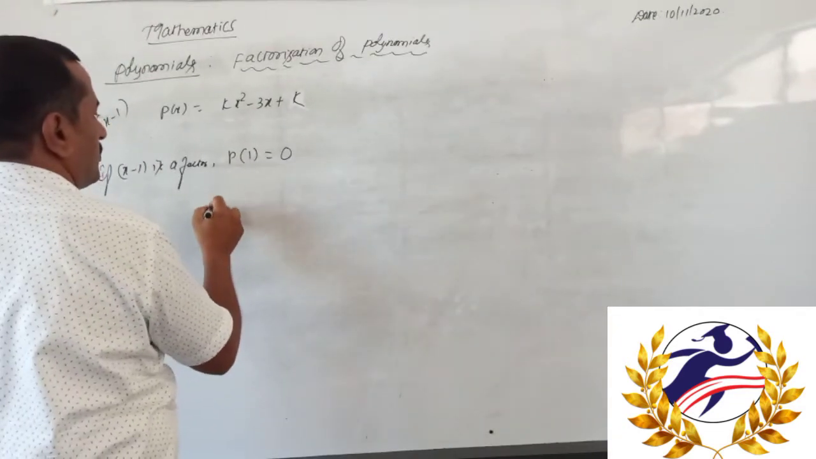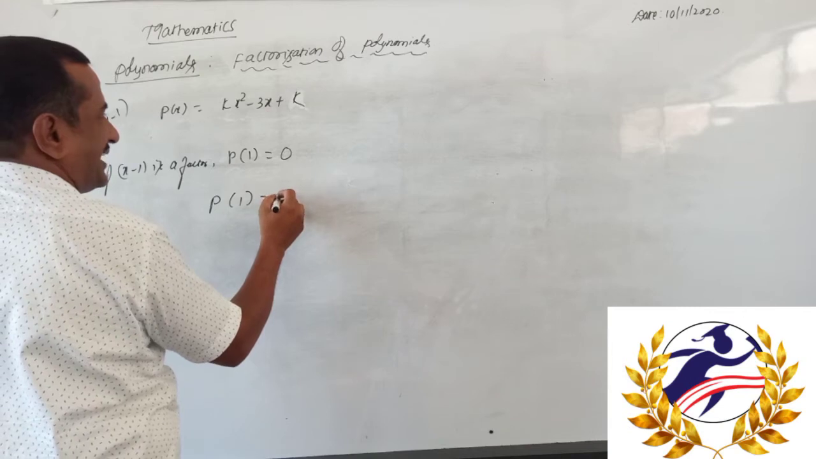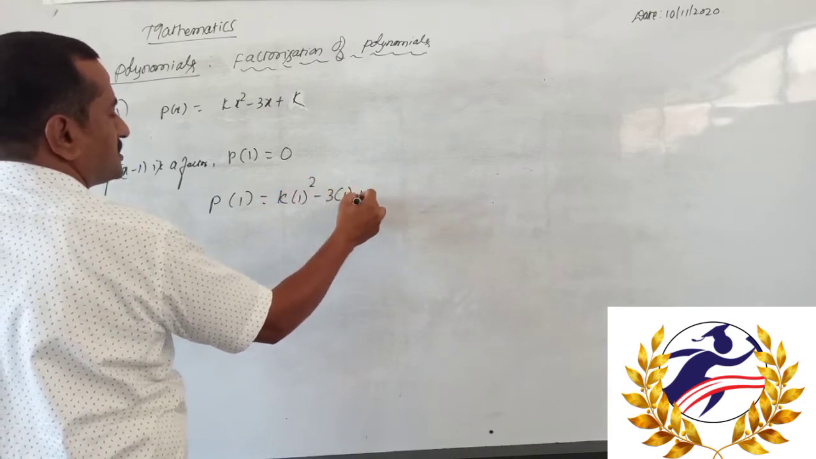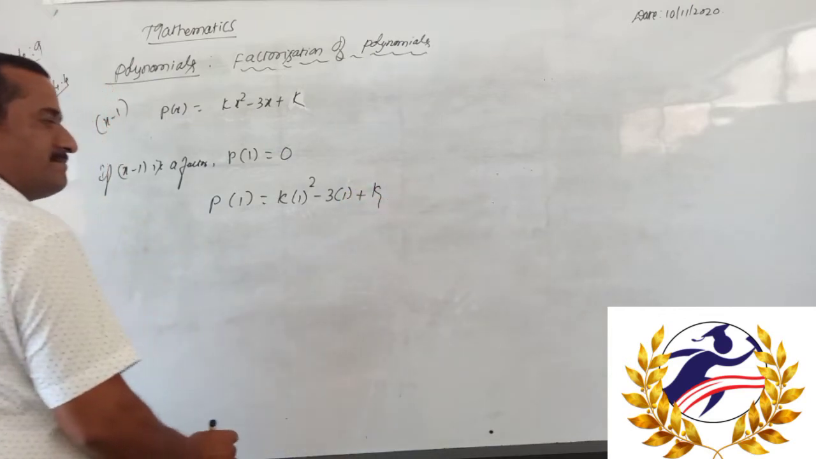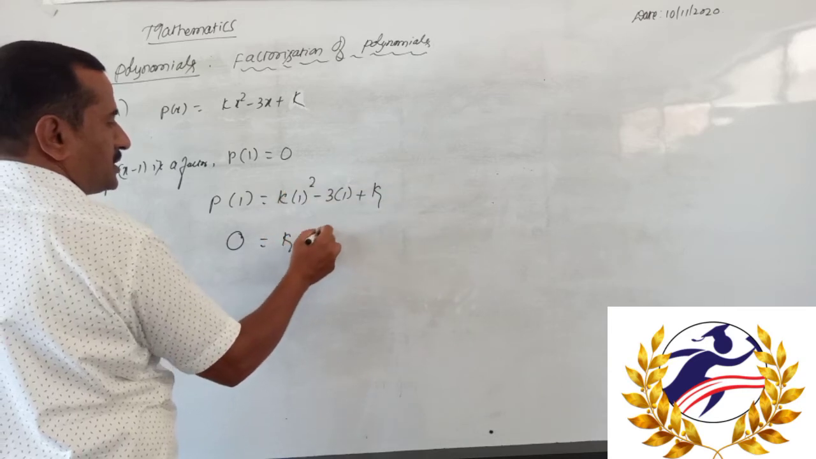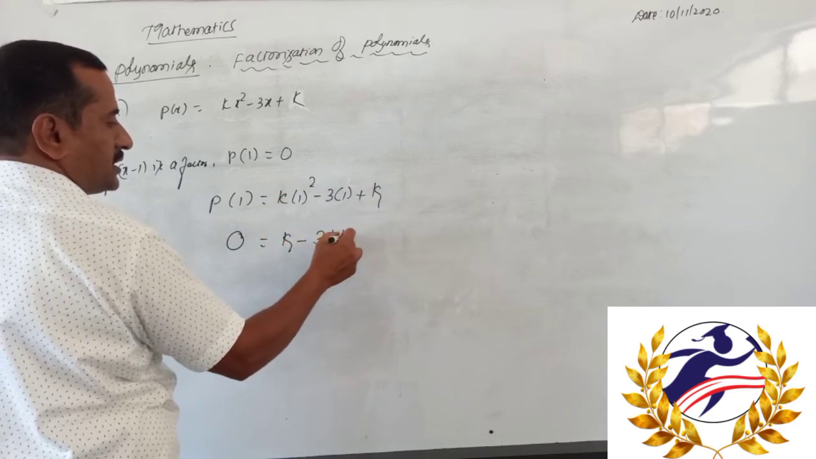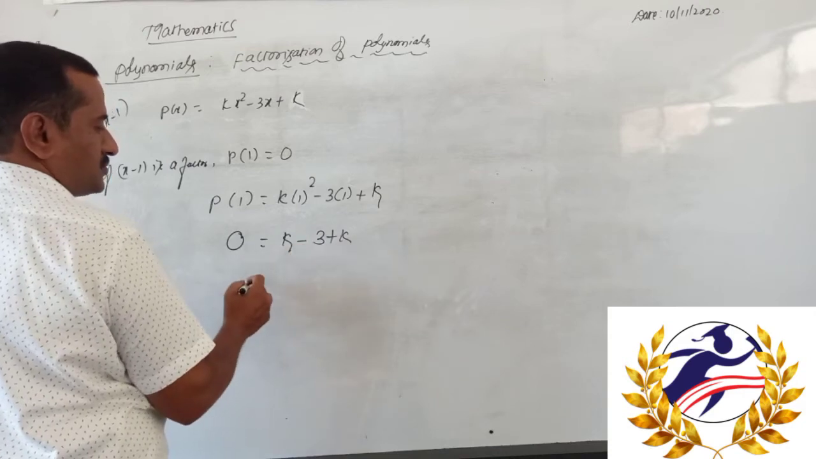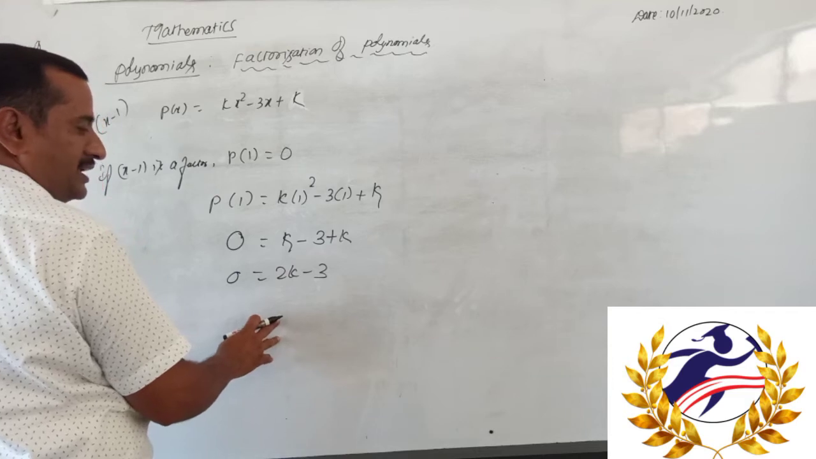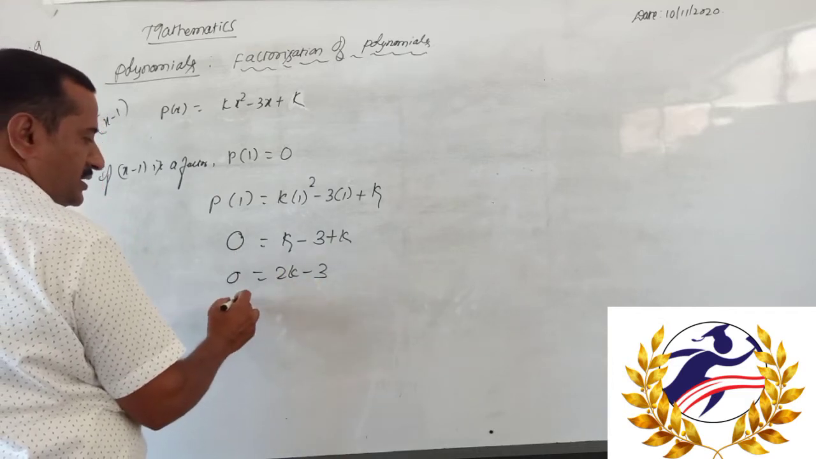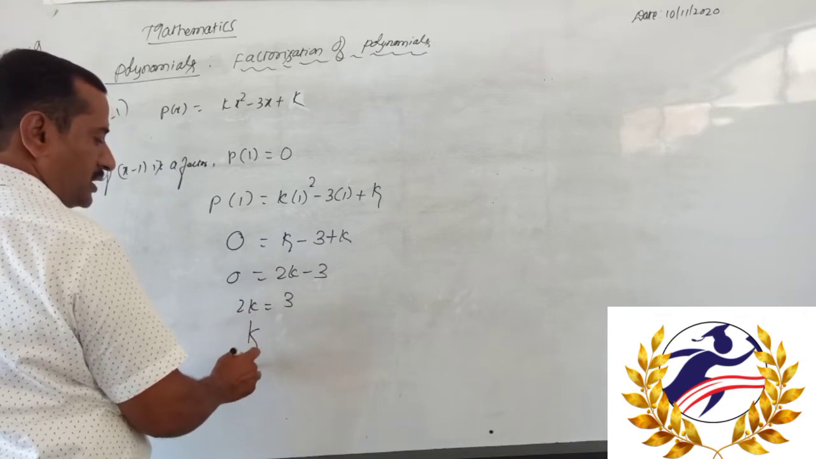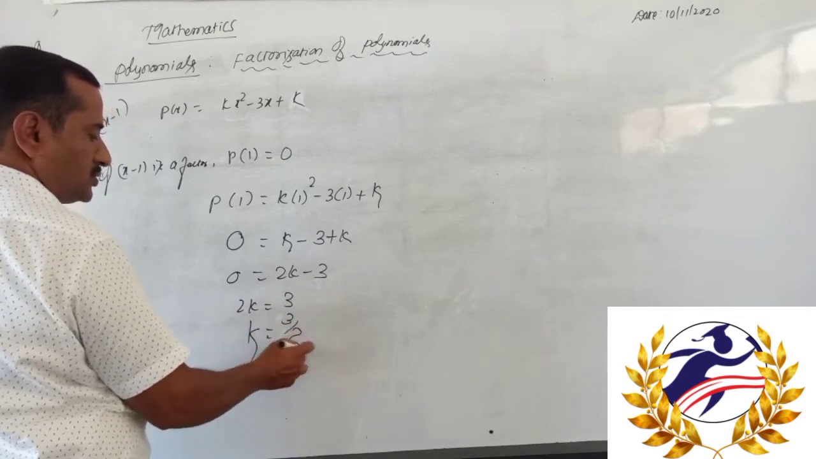So now P of 1 is equal to k of 1 square minus 3 of 1 plus k, which is equal to 0. 1 square is 1 into k is k, minus 3 ones are 3, plus k. Now k plus k is 2k minus 3. We want k. Before that you send 3 that side. So 2k is equal to minus 3 becomes plus 3. We want only k. K is equal to 3 over 2.